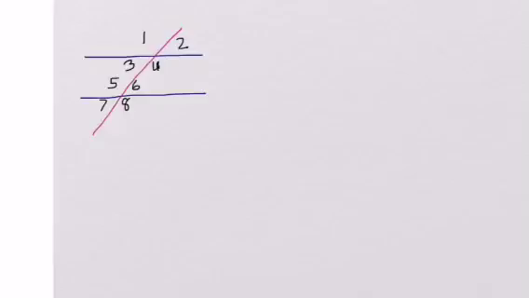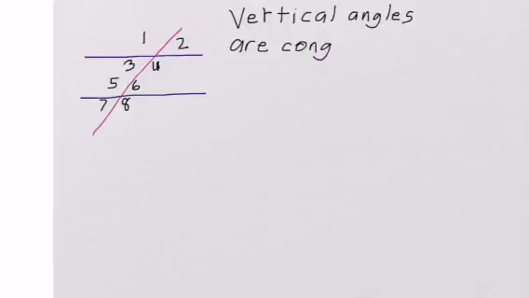derive from these two. First is that vertical angles are congruent. So angle 1 and angle 4 are congruent, or vertical angles. So just as an example, I will say angle 1 is congruent to angle 4.